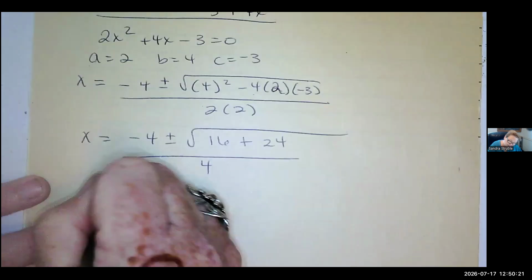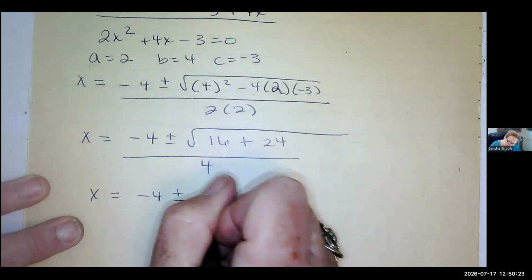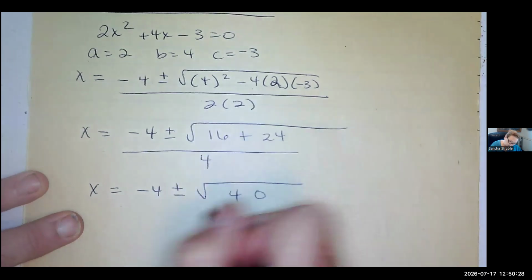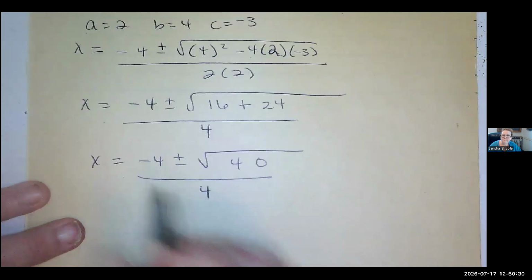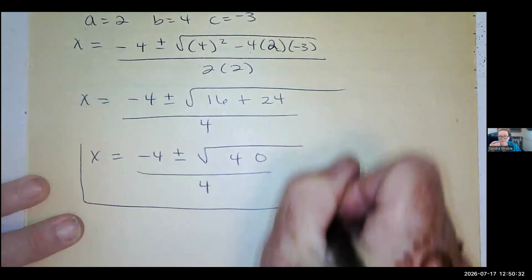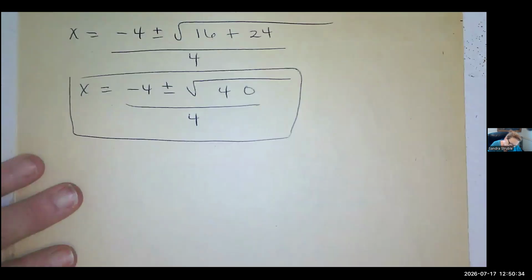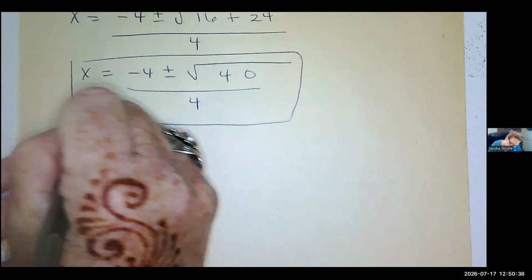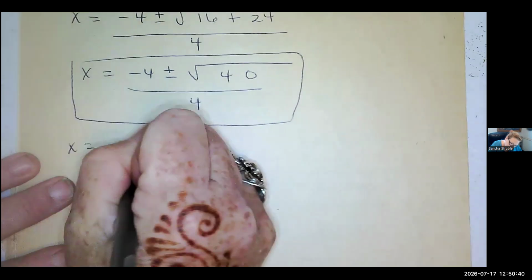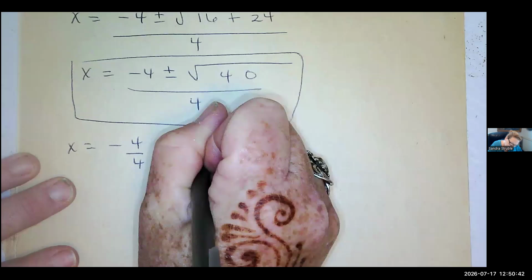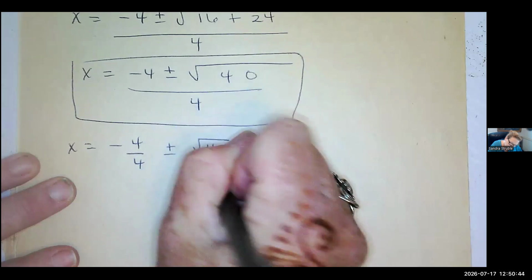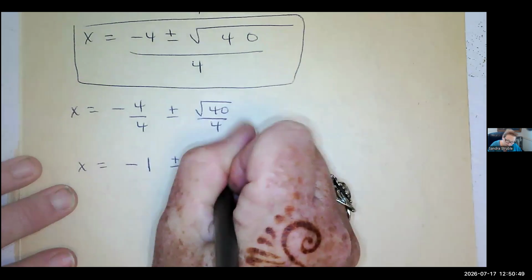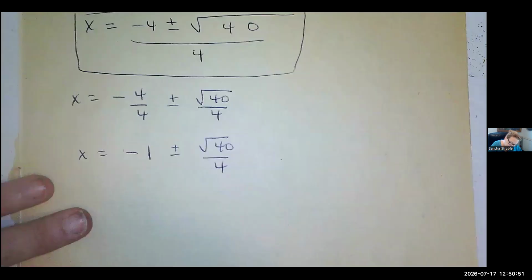Still dealing with the radical. That's 16 plus 24. That's 40. All of that over 4. Okay. This is full credit right there. If you go further, we'll look at bonus points. So to go further, there's one set of bonus points, because that could be an answer.